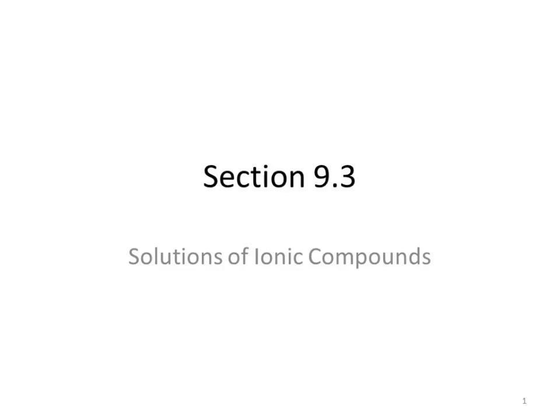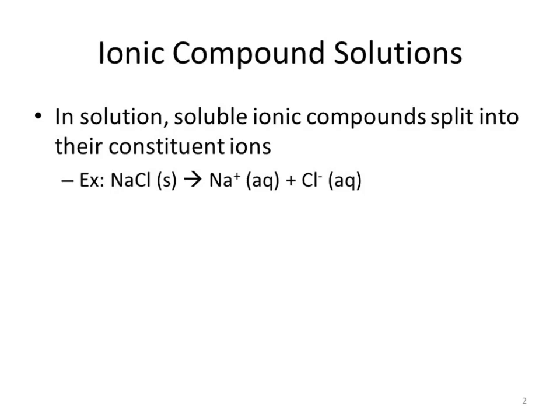All right, now let's practice a little bit with these ionic compounds in solution. So again, going back to our classic example of sodium chloride, what happens when we have these soluble ionic compounds? They split into their constituent ions. So sodium chloride has one sodium ion and one chloride ion. So in solution, and this is in water, we get one sodium ion and one chloride ion.